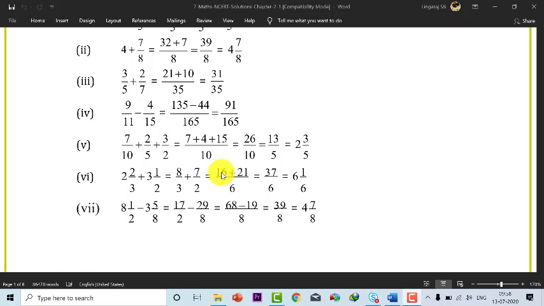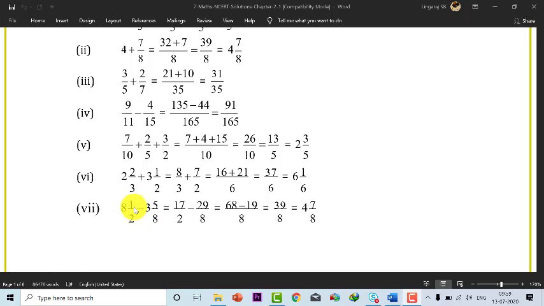So you should add these two numerators, 16 and 21. The sum is 37. So 37 by 6. The simple form of this is 6 1 by 6. Next we can take the seventh problem, which is 8 1 by 2 minus 3 5 by 8. So first convert the mixed fractions to improper.